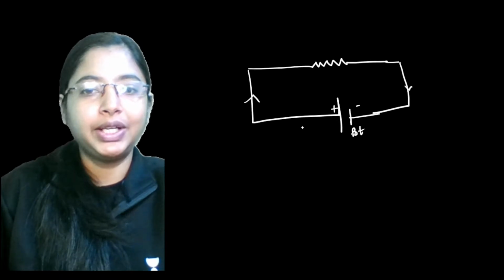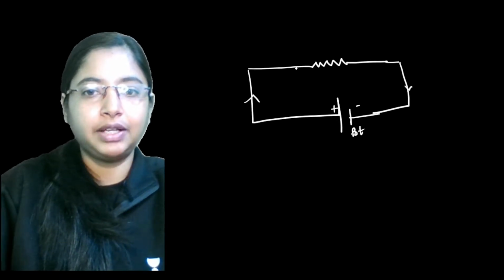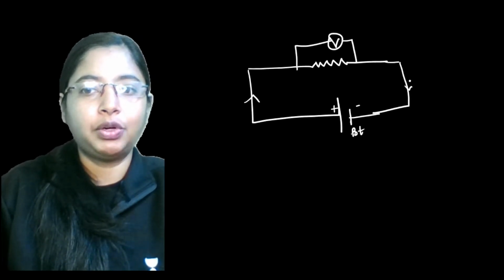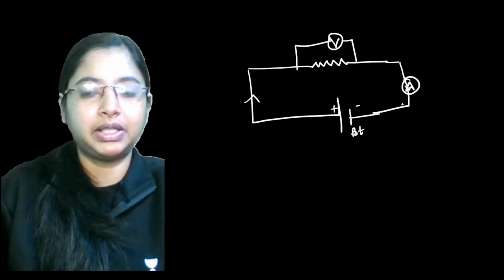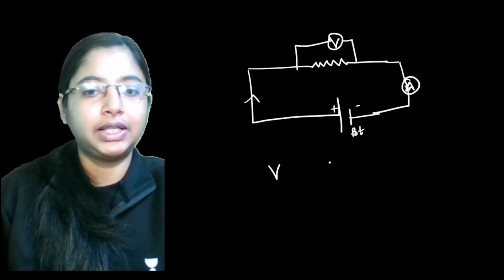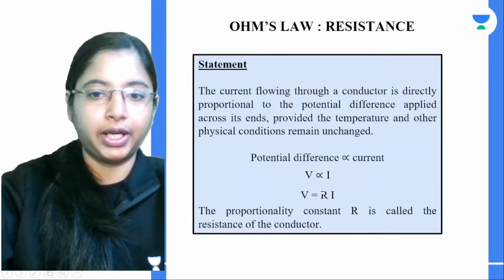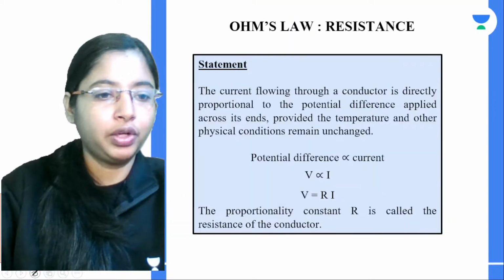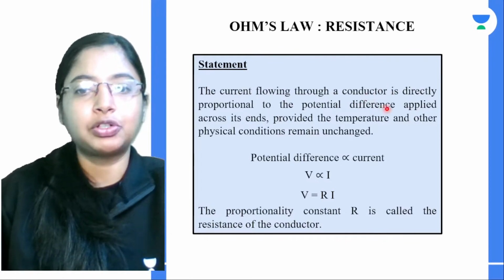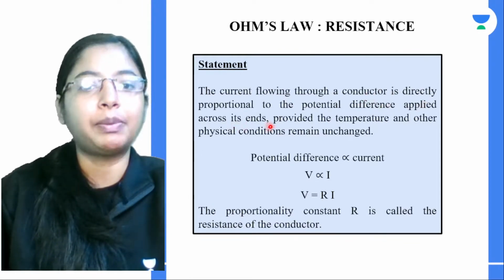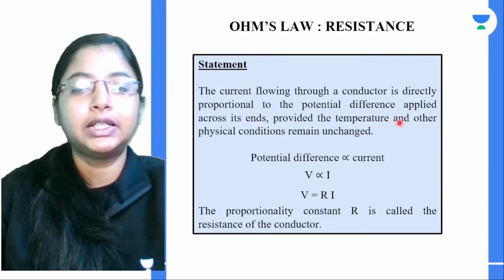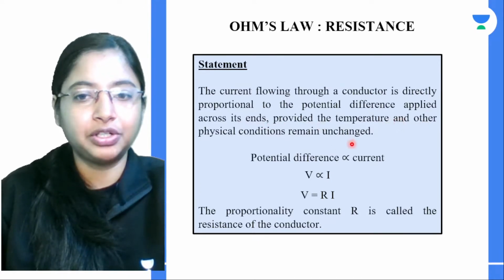Now, if you increase the potential difference, and if you want to see what the potential difference across this resistor is, you have to connect a voltmeter. If you want to measure the current, you have to connect the ammeter in series. Now, if you increase the voltage, the current in the circuit also increases. See, V is proportional to I. So the current flowing through a conductor is directly proportional to the potential difference applied across its ends, provided the temperature and other physical conditions remain unchanged.